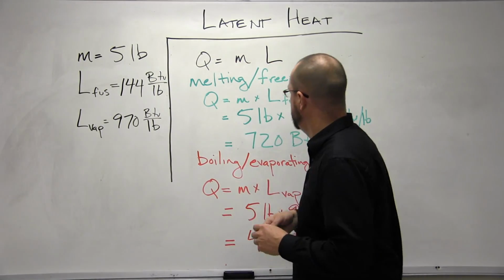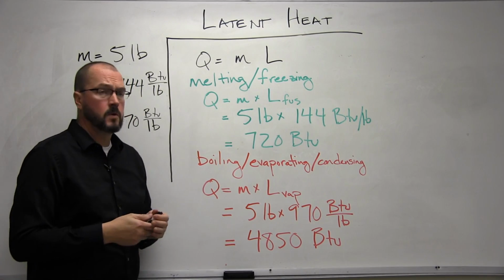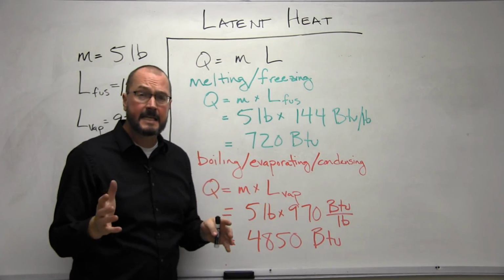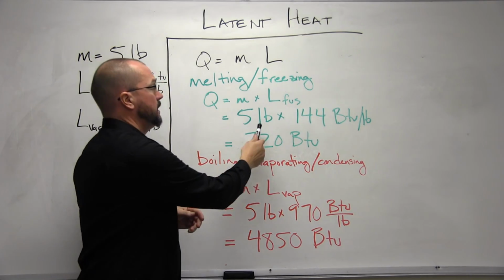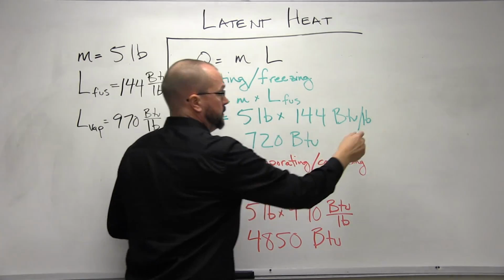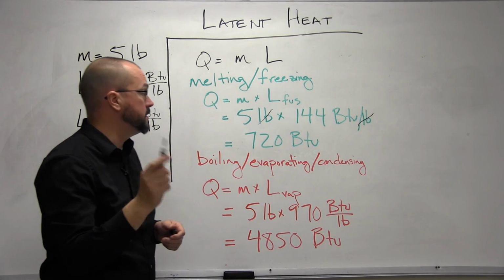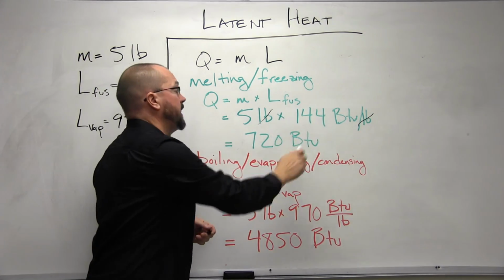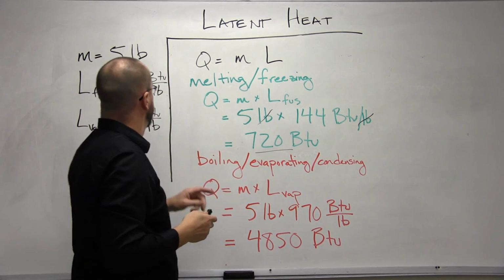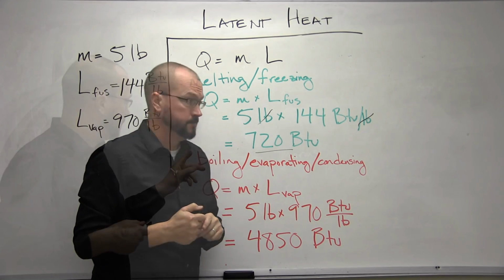Substituting the values in then. For the melting freezing situation, it's either positive or negative depending on which one of these you're doing, but the amount of heat is the same. You're talking about 5 pounds times 144 BTUs per pound. First cancel the units. You're ending with BTUs. That's what you want because you're looking for a quantity of heat. The pounds cancel. You get 720 BTUs to melt 5 pounds of water.